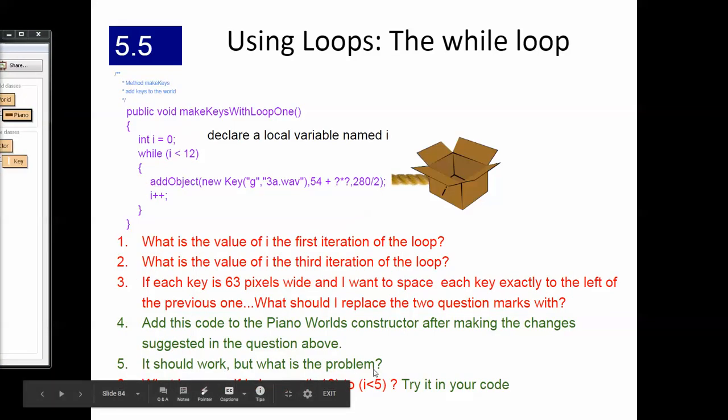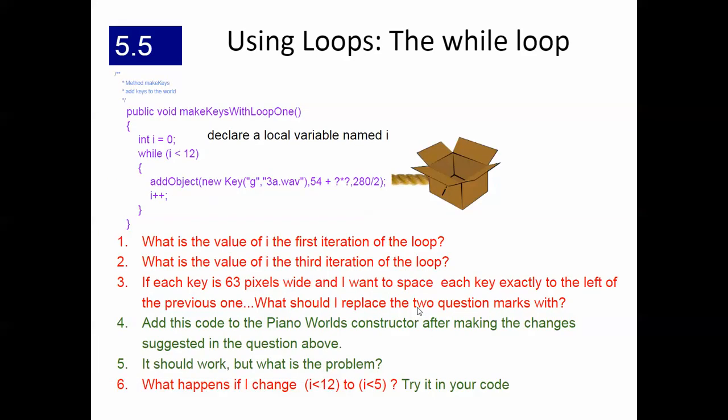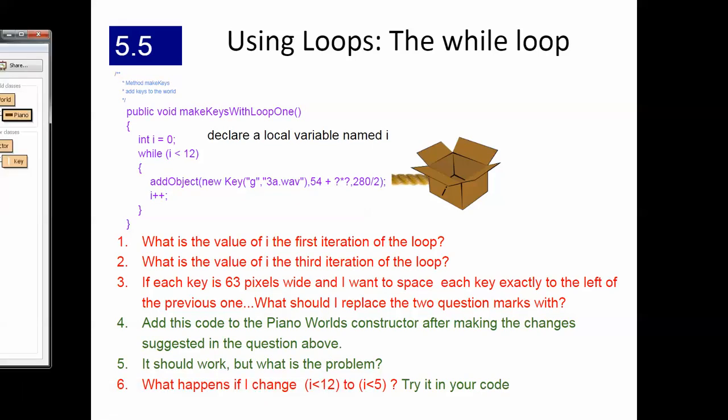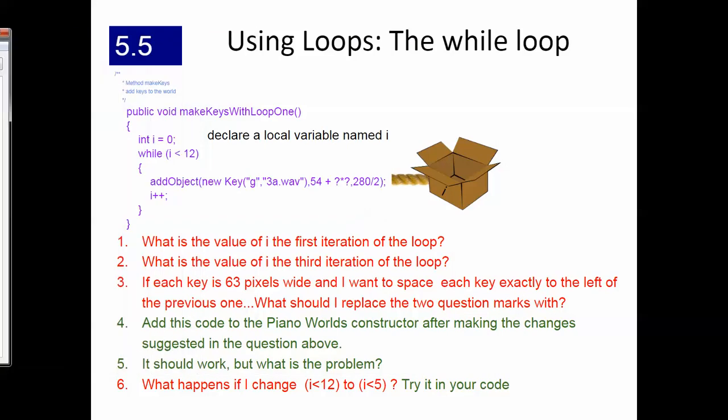It should work, but there's still a problem. What's the problem? And what would happen if you change it to 12 or 5? You should be able to figure that out. What is going to happen? But what's the problem? Let's take a look at it and see what the problem is. Okay, I hit run. So we've got them spaced nicely for sure. If I hit run, what's the problem? They all play the G key again. So we've solved one problem where we spaced them, but we're still back to that same old problem where they're all playing just the G key.